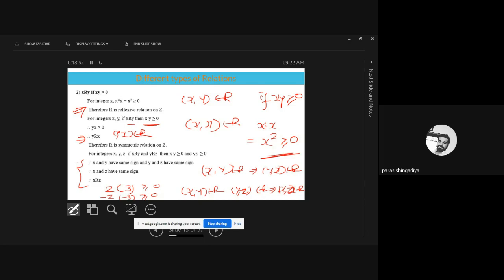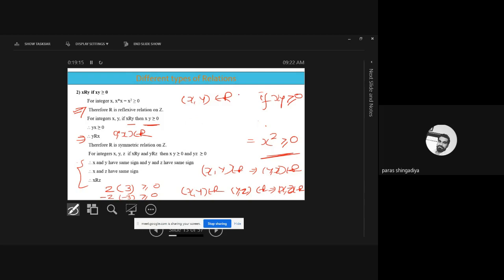Okay, so both have the same sign. y and z also have the same sign. Then it is greater than or equal to 0. Both have the same sign. Clear? So when we take the product of x and z, we'll also get a greater than or equal to 0 answer. Clear? That is a simple result. You can use it there.